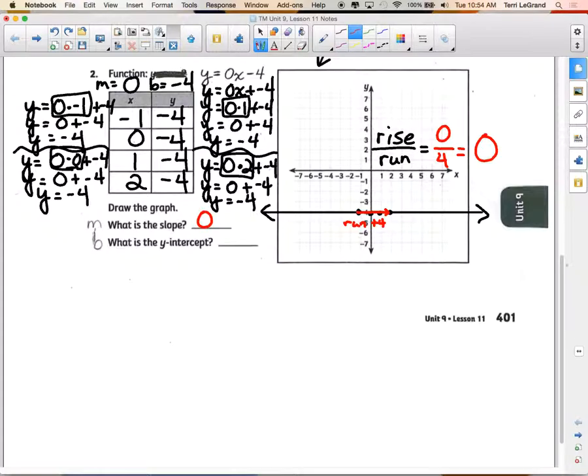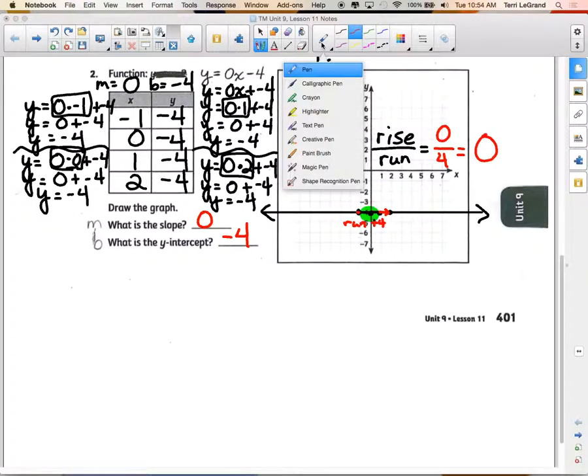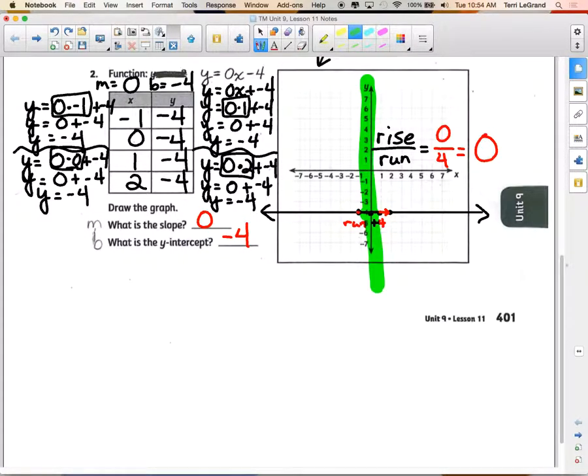Where is this crossing the y-axis? Right there. At what? At negative 4. This is the y-axis. It's crossing it right there at negative 4. So that means our slope is 0, our y-intercept is negative 4, and look at what we said in the beginning. We said the slope is 0, and the y-intercept is negative 4, didn't we?